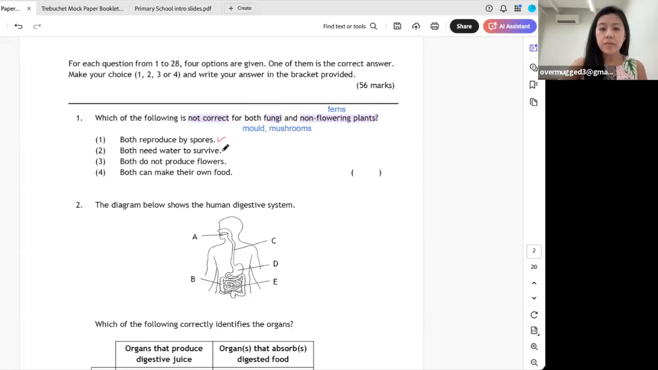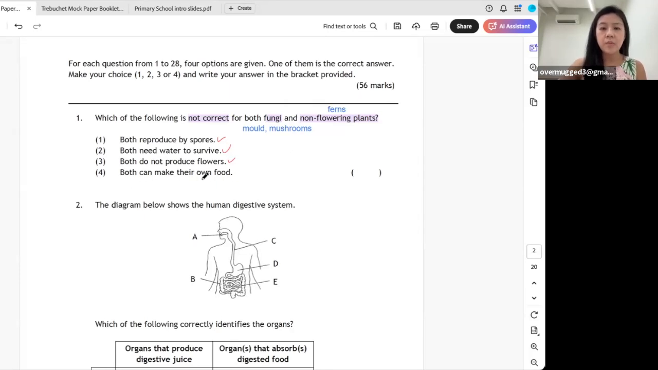Now keep in mind, we are looking for the statement that is not correct, okay? Both need water to survive, yes, because they are living things. So all living things need air, food, and water. In this case, plants themselves, they get food by making it on their own, all right? Now, both do not produce flowers. This is again true. Mushroom and mold fungi as a group do not produce any flowers. As for plants, under the non-flowering plant groups, they do not produce flowers, okay?